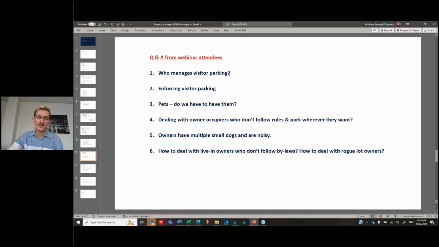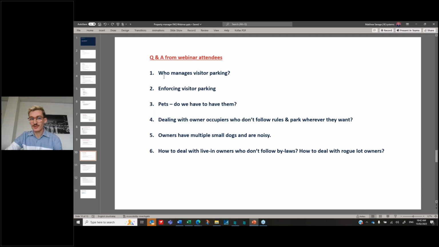So if there's an owner or a tenant who's constantly parking in the visitor parking, it will generally be up to the building manager, the on-site manager or caretaker, in the first instance to notice it, talk to the person verbally, like say, hey, you can't park there, move your car out of the way. Maybe issue them with a copy of the bylaws and say, just a reminder, you're not allowed to do that. And if that doesn't work, escalate it to the body corporate committee, who can start issuing them with formal notices.